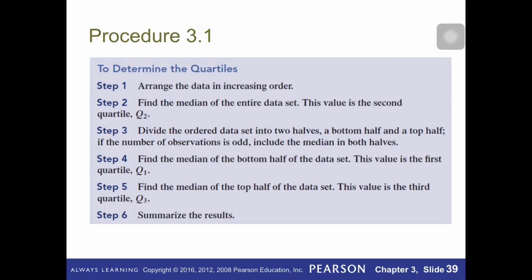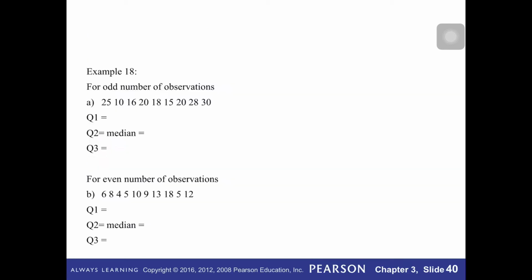Arrange the data set in ascending order. Find the median of the entire data set, which is Q2. Divide the ordered data set into two halves, bottom half and top half. If the number of observations is odd, then include the median in both halves. Find the median of the bottom half, which is Q1. Find the median of the top half, which is Q3. Then summarize the results. We will see how we do this.